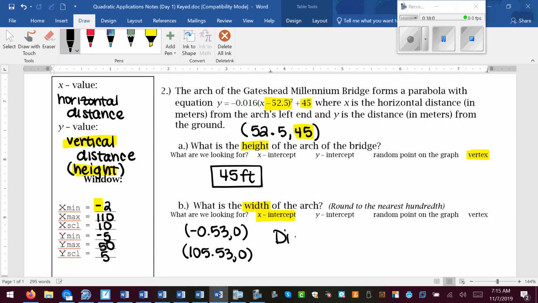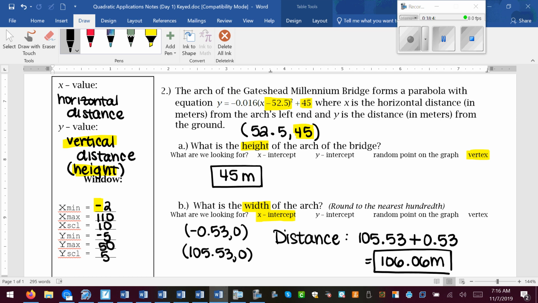In geometry, your teachers should have taught you to find a distance. You're going to subtract the two values. So I'm going to take the bigger number and subtract, be careful, there's a double negative here, the smaller number. And that should give me 106.06. Measuring a horizontal distance, oops. Actually, both of these are not in feet. They are measured in meters.